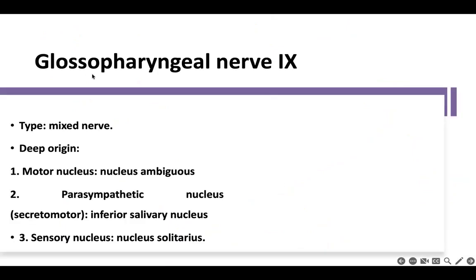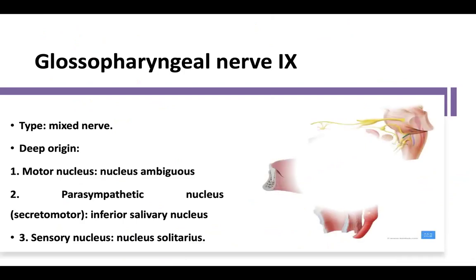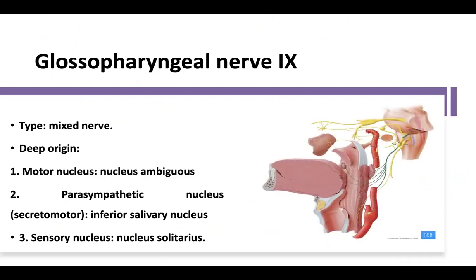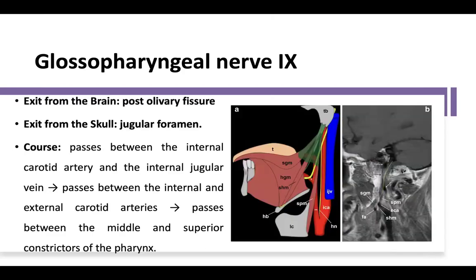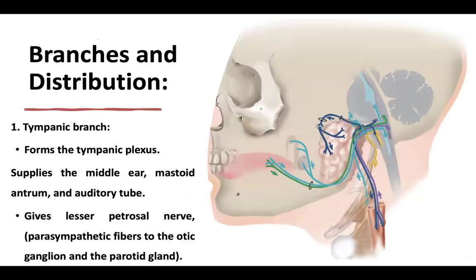So this is the glossopharyngeal, a mixed nerve, with nucleus ambiguus and solitarius, descending to supply what? It supplies the tongue, very important, the tonsil, the pharynx, the carotid sinus and the carotid artery, and supplies only one muscle. It descends in the carotid sheath, and very important, it terminates between the superior and middle constrictor of the pharynx, and exits from the post-olivary fissure. It gives the parasympathetic branch to the tympanic plexus, lesser petrosal, and otic ganglia.